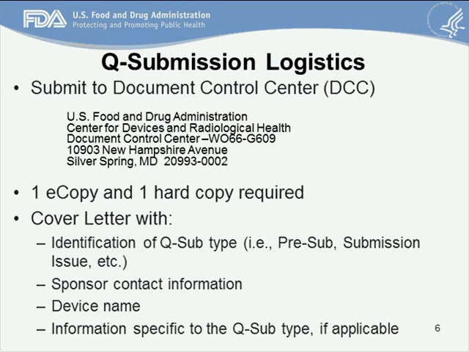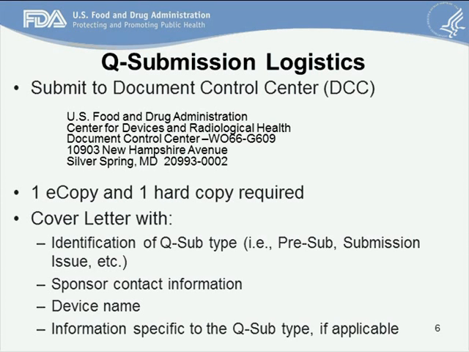Q-submissions are submitted to the Document Control Center, or DCC. Those submitted to CDRH should be sent to the address listed in the slide. For those to CBER, the address for the CBER document control can be obtained by contacting the CBER contact listed at the end of the presentation.